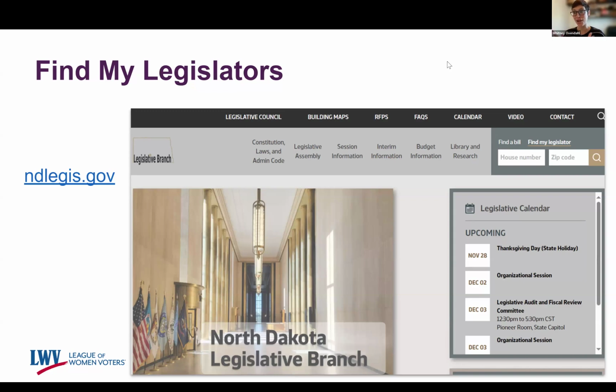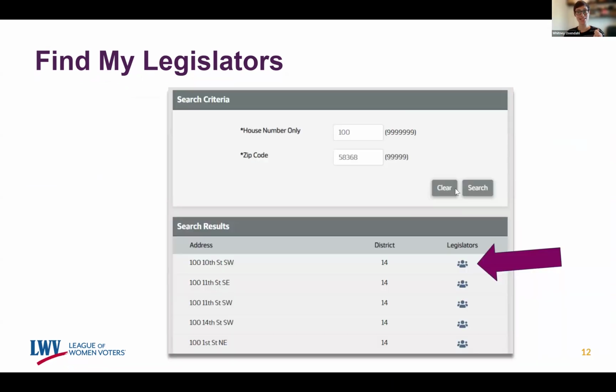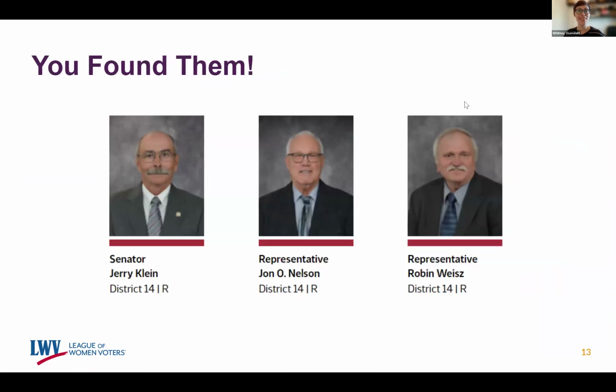So I entered a random address in Rugby, North Dakota, up here on the top right there. And then it brought me to the screen, and you choose the icon next to your house address over here. Click on the icon, and then it brings you to your legislators. So if I live in Rugby, these are my 3 legislators. I got Senator Jerry Klein, Representative John O. Nelson, and Representative Robin Weiss. These are who are representing my district and want to hear from me because they represent me.